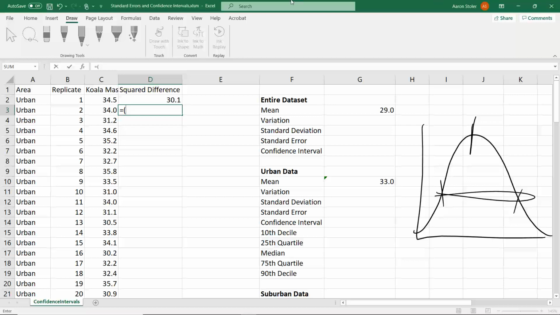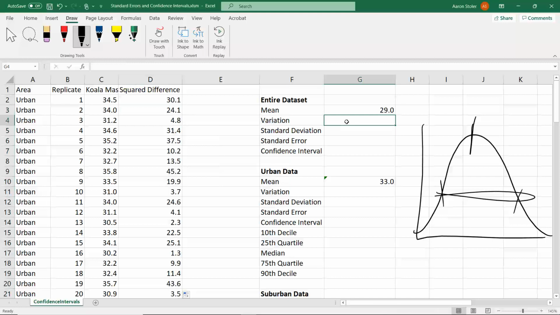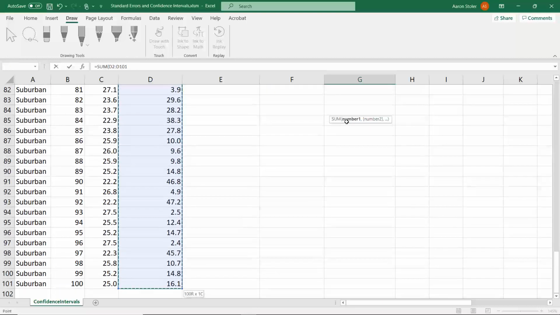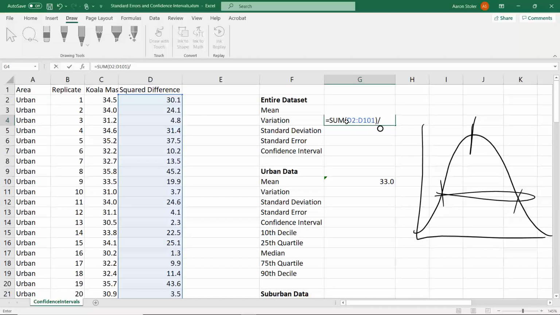Once again, 34.0 minus the grand mean, squared. Let's go ahead and just drag that down, but of course we have to lock our mean. If we drag that down, then we can easily calculate the variation, which is equal to the sum of all of those data points divided by, now remember we're calculating the average square difference, but we're not using 100, which is the total number of data points. We're using 100 minus 1. And there's our variation.